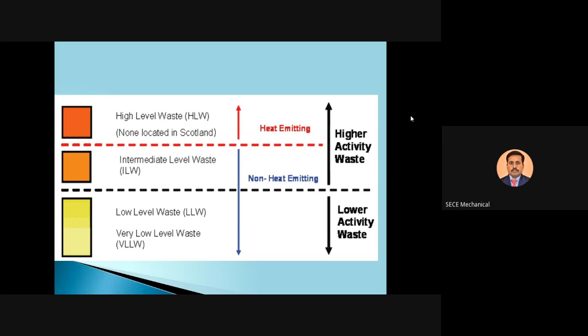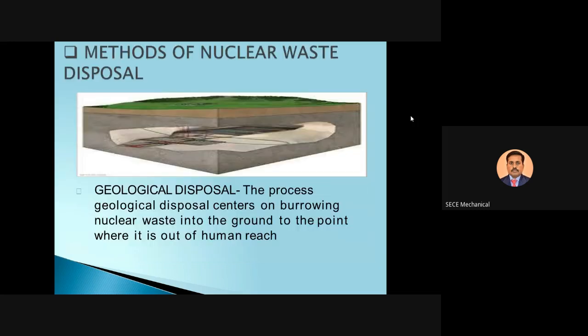Between higher and lower there will be intermediate level waste. In the intermediate level, heat emission is not at all possible, whereas in higher activity waste, heat emission is also possible. By this way we categorize the six wastes into three types: lower, higher, and intermediate. Now we are going to discuss the methods of nuclear waste disposal.